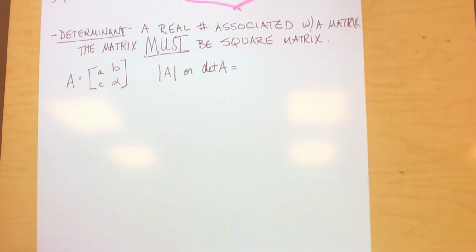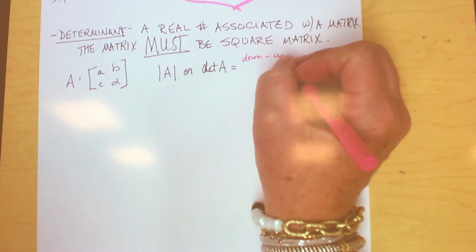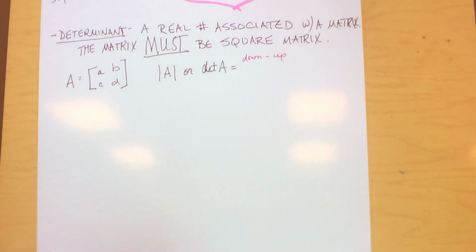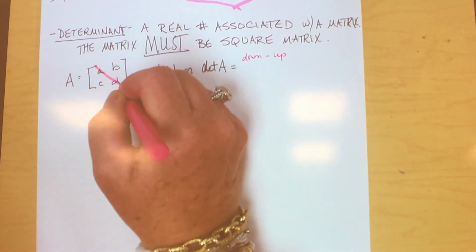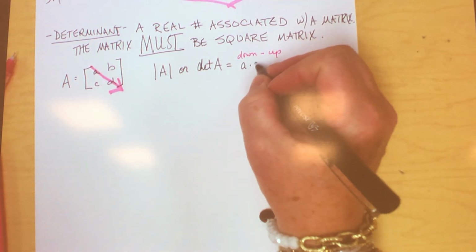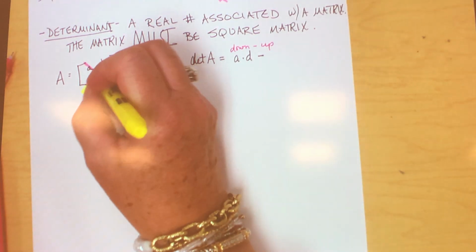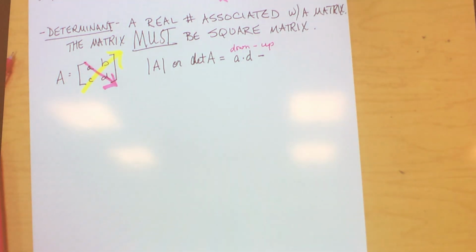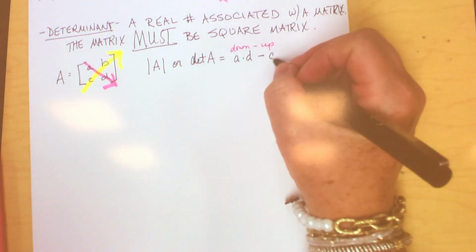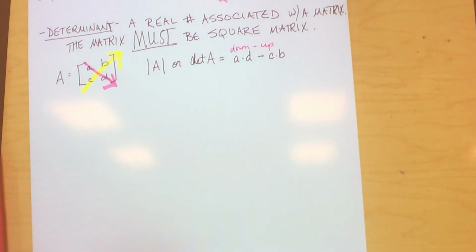All right, are you ready for the secret? It is down minus up. Down minus up. Okay, so here we go. Let me show you. This is down: A times D. Minus, do you see up? This is up: C times B. And that will be the number that will represent your determinant.